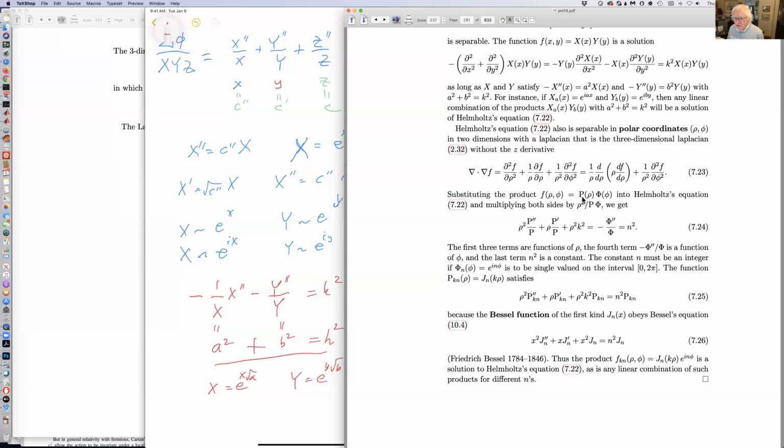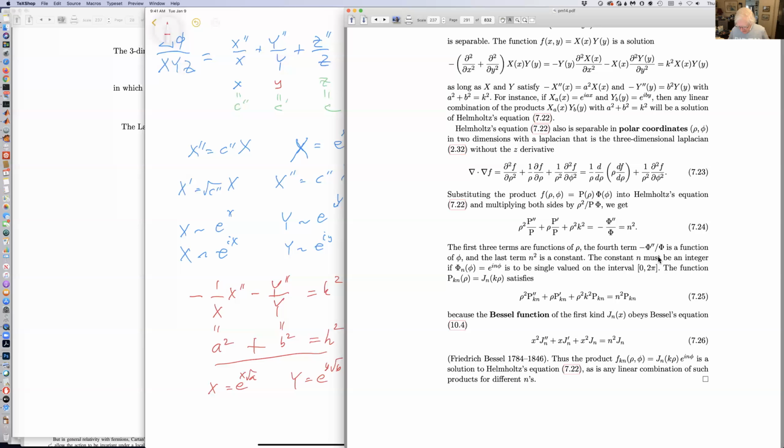You just set f equal to rho phi, divide by rho phi, and then you get this expression. Then you see that all of this is a function of rho, and all of this is a function of phi, so this has to be a constant, and that has to be a constant. We set the two constants equal to n squared.